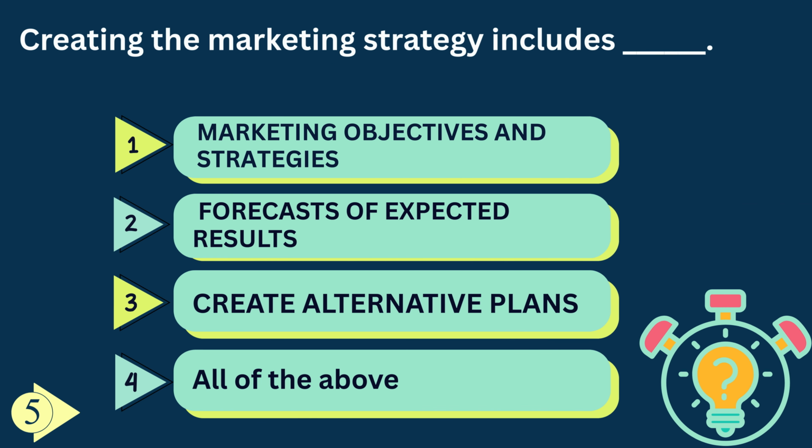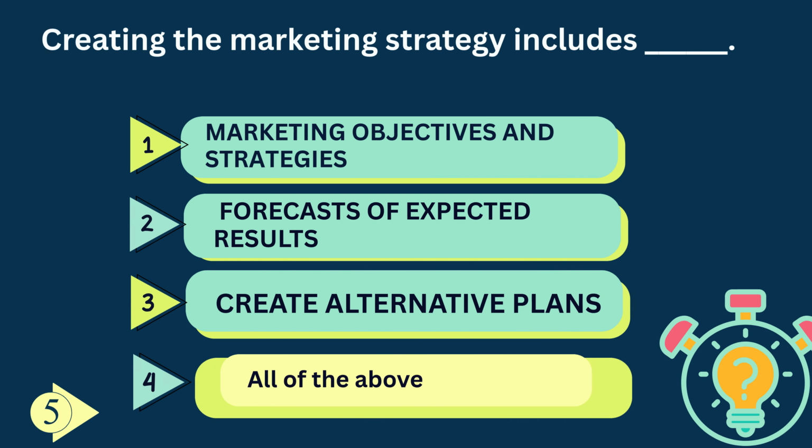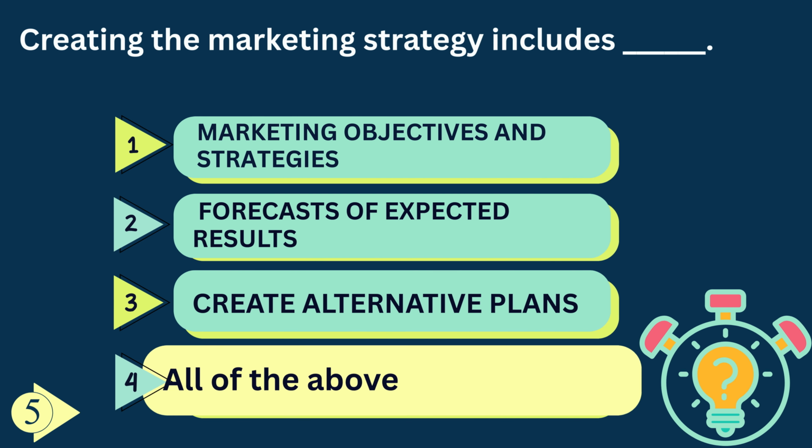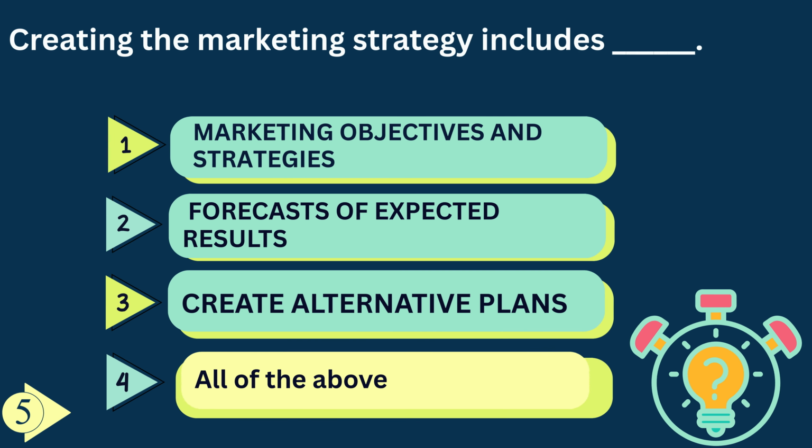Creating the marketing strategy includes option 1 marketing objective and strategies, option 2 forecast and expected results, option 3 create alternative plans, and option 4 all of the above. And the correct answer is option 4 all of the above.